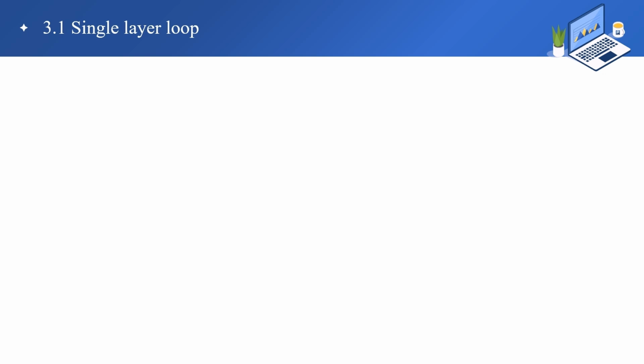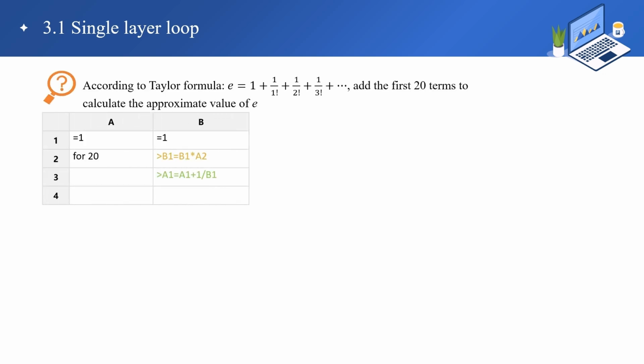Now we do a slightly more complex operation. According to Taylor formula, add the first 20 terms to calculate the approximate value of the natural logarithm base e. Here, we need to introduce an auxiliary variable B1 to store the factorial value of the nth term, which is also calculated step by step in the loop. Finally, the result is accumulated in A1.